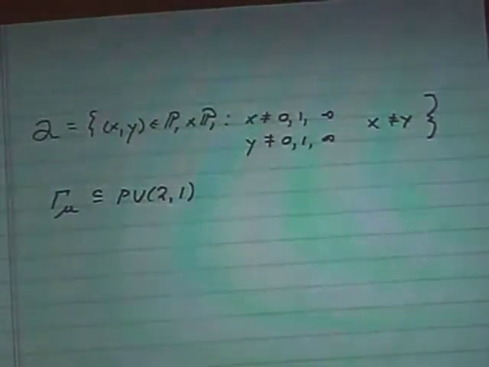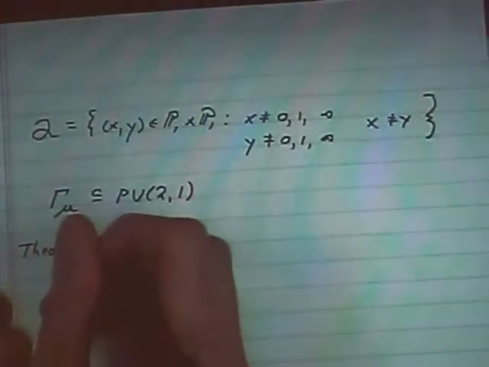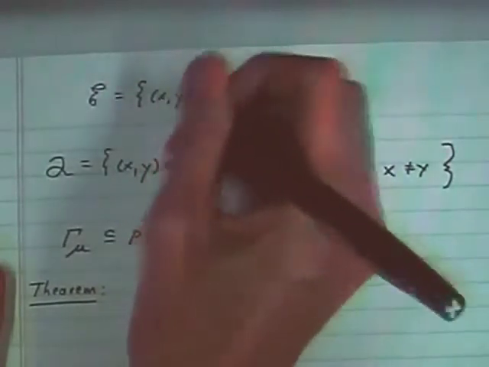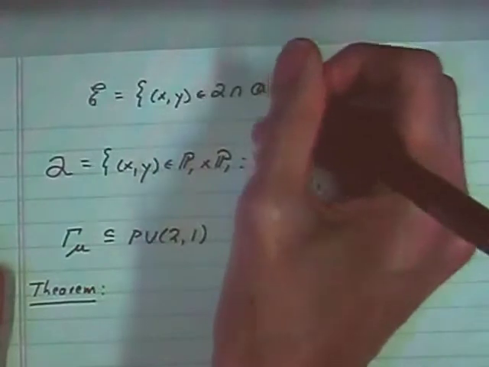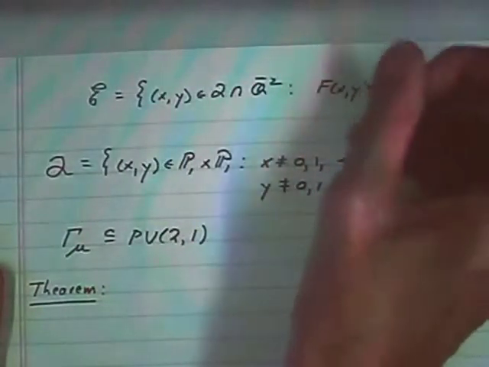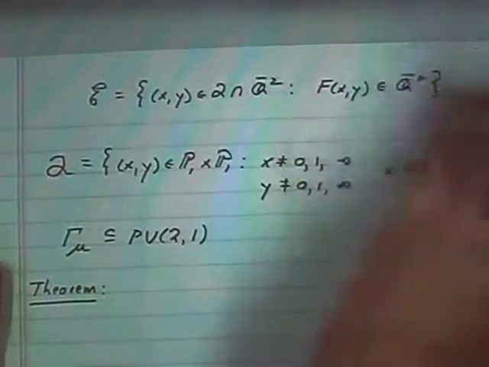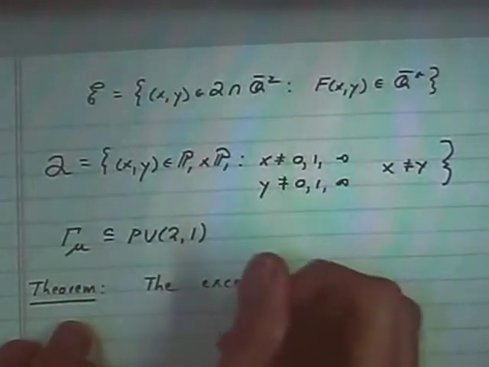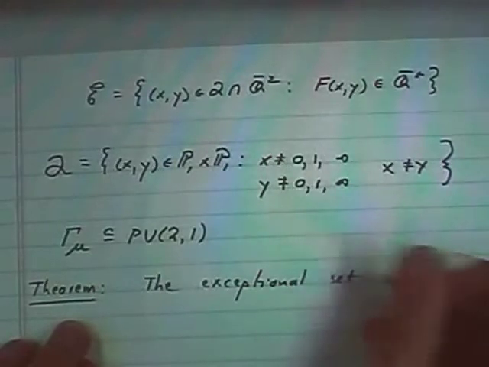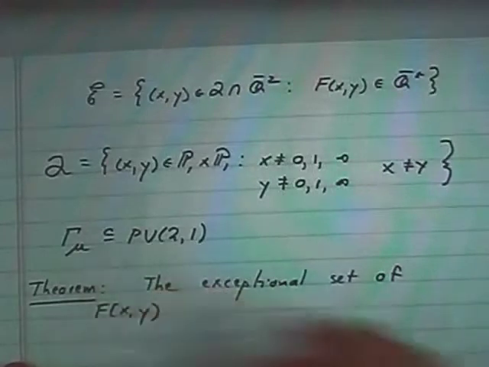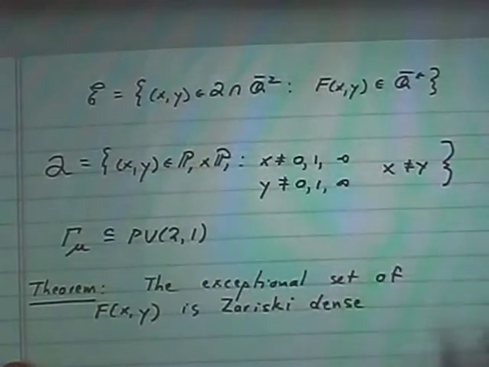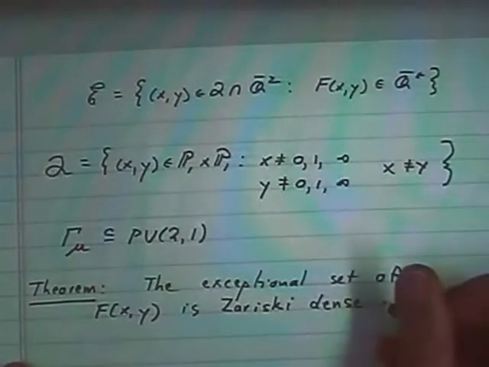Okay, so the theorem that we get is very similar. So I should say to define the exceptional set, that's just going to be the set of (x,y) in Q intersect Q bar squared such that f(x,y) is in Q bar. So it's the same. So the exceptional set of f(x,y) is Zariski dense, so that replaces infinite in the one-dimensional case. So you can think of Q as being in P1 cross P1, so I'll say just Zariski dense in Q.